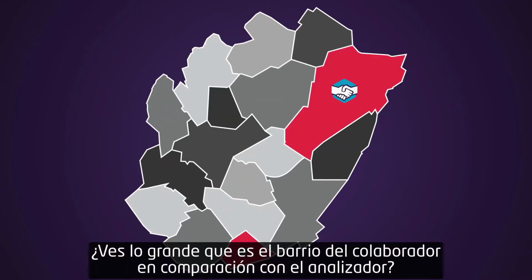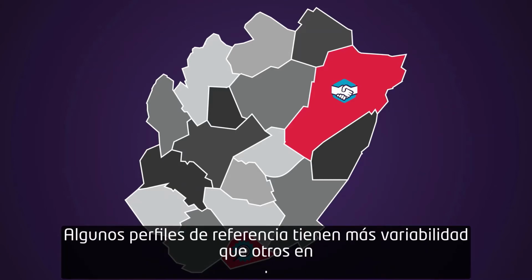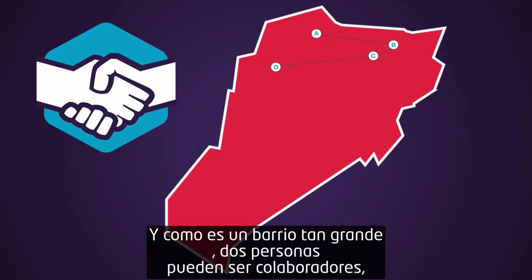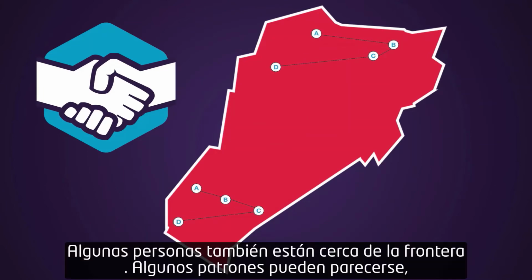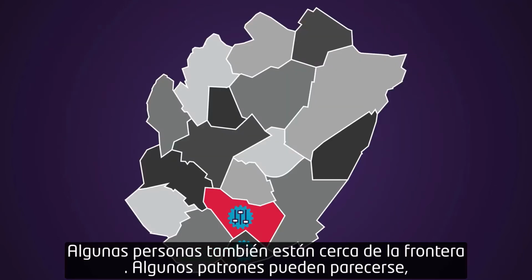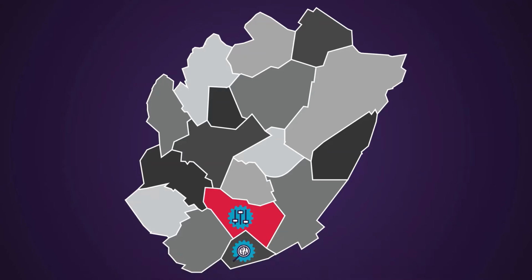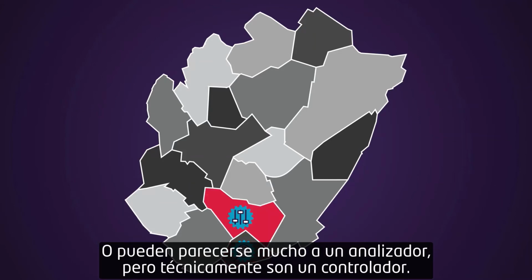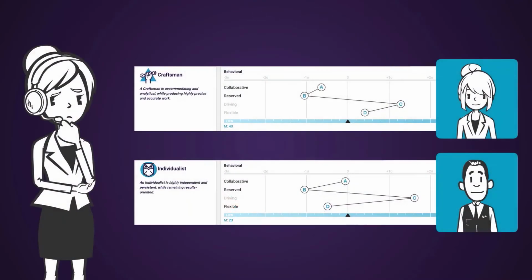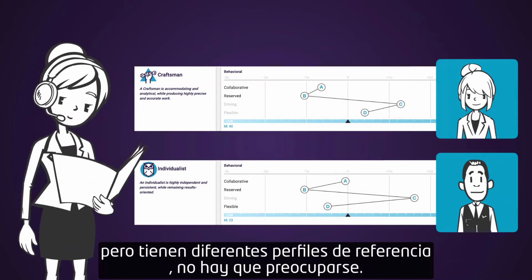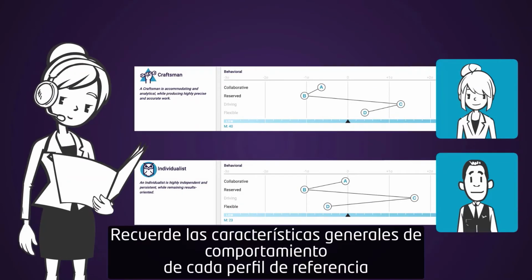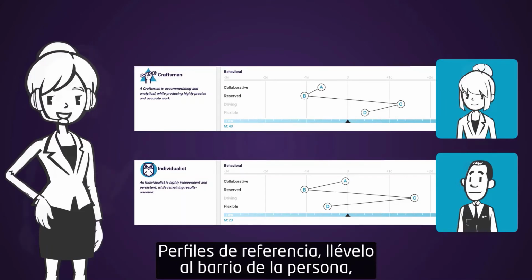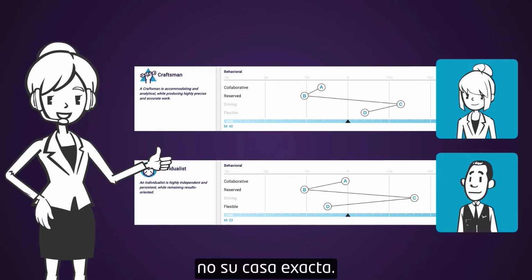See how big the collaborator neighborhood is compared to the analyzer? Some reference profiles have more variability in their patterns than others. And because it's such a large neighborhood, two people might be collaborators but still have differences in their patterns. Some people will also be close to the border. Some patterns might look alike, but actually have different reference profiles. A person might technically be a controller, but be close to an analyzer as well. Or, they might look a lot like an analyzer, but they're technically a controller. Two patterns might look almost exactly alike, but have different reference profiles. Not to worry. Remember, the general behavioral characteristics of each reference profile still apply to these people, but take their full patterns into account. Reference profiles bring it to the person's neighborhood, not their exact house.